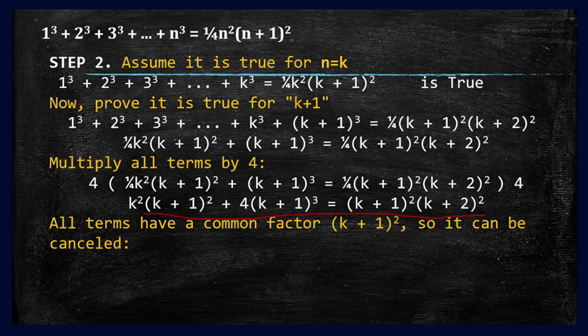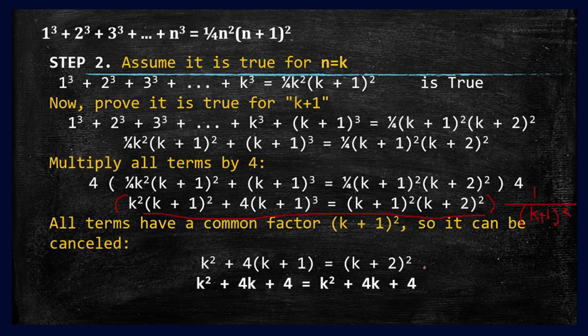So, para natin siyang makancel by multiplying all our terms by 1 over k plus 1 square. Alright, so multiplying all terms by 1 over k plus 1 square will come up to this shorter terms natin. So we'll have k square plus 4 times k plus 1, and that is equal to k plus 2 square. So now, let's multiply or expand our terms.